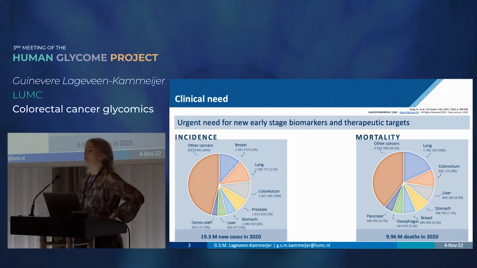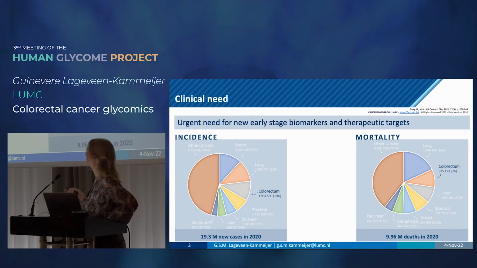And as the title already suggested, I will be talking about colorectal cancer. Just to give you some numbers about cancer worldwide, we had around 20 million new cases in 2020 and around 10 million deaths in 2020. If we look at colorectal cancer itself, it's the third most common in incidence, but actually the second leading cause of mortality.